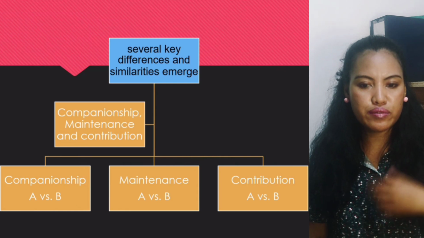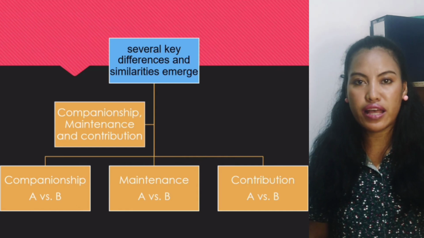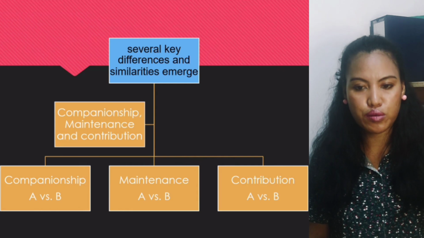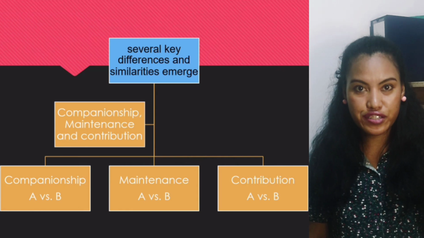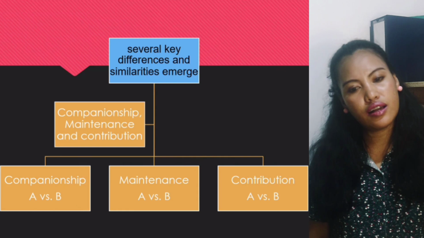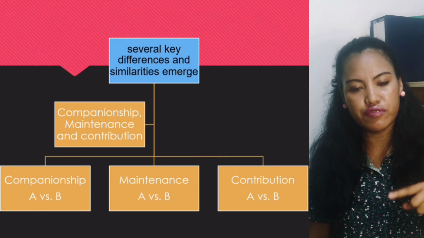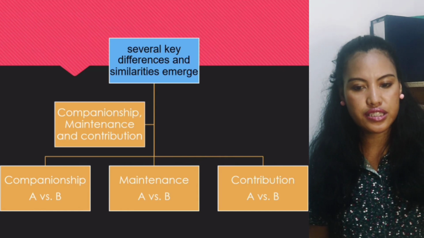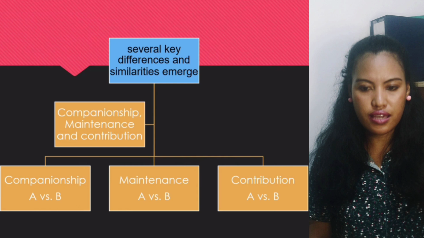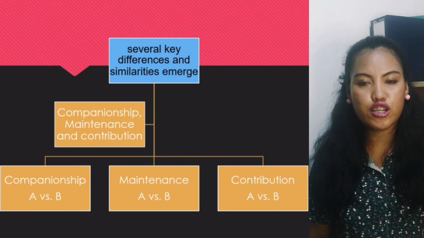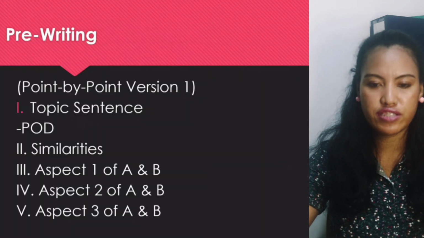So the plan of development was that the first one to be discussed is all about companionship, maintenance, and contribution to the household. And next to that, we have the companionship. That's the first aspect for the contrast between A, which is the dogs, and versus B, which refers to the cats. Then next that was discussed was maintenance for A and B, and then lastly the contribution between A and B. That is actually the similarities already, the pointing out of similarities.